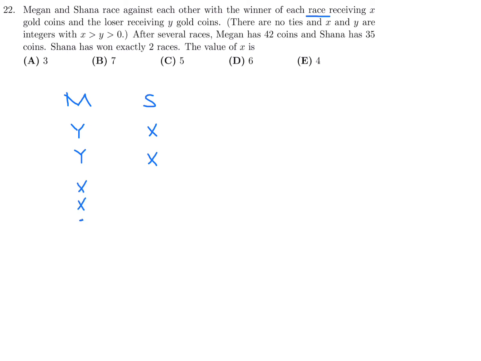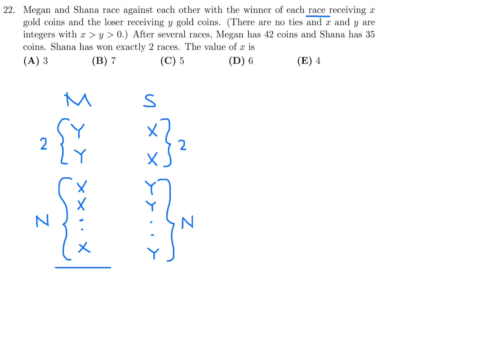X, X, and then for each of those, matching losses for Shayna, Y, because she's going to get Y coins for losses. Now the number here that I don't know, I'll call it N. So this is obviously 2, and then these are N. Okay, and then this total, 2y plus nx is 42 coins. And then over on Shayna's side, 2x plus ny is equal to 35.